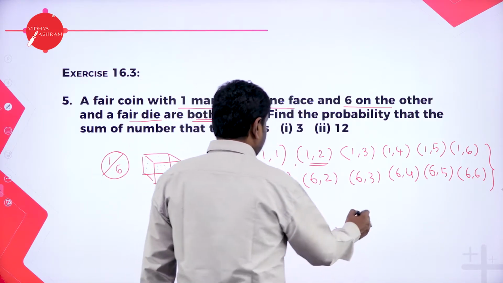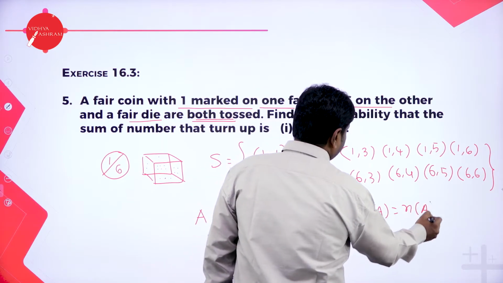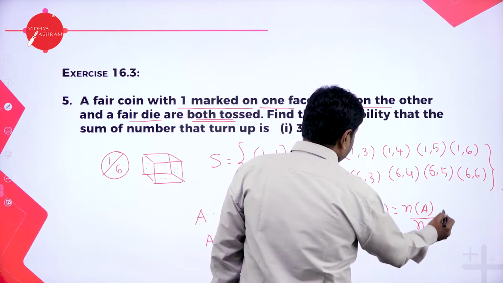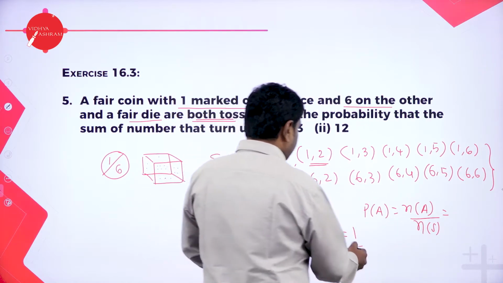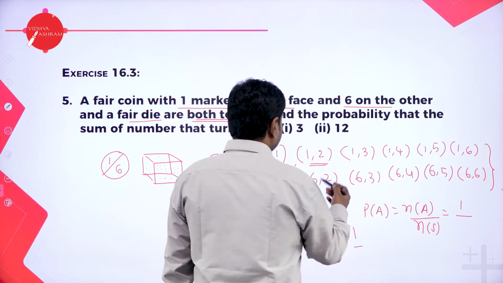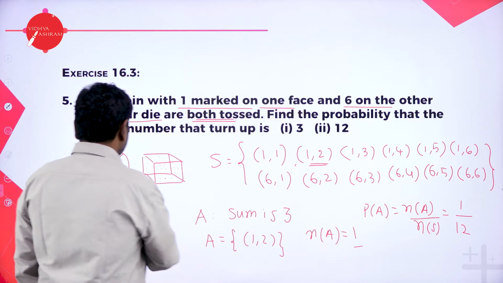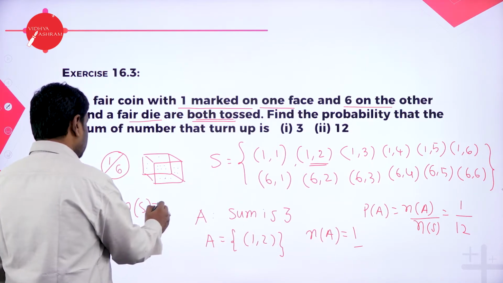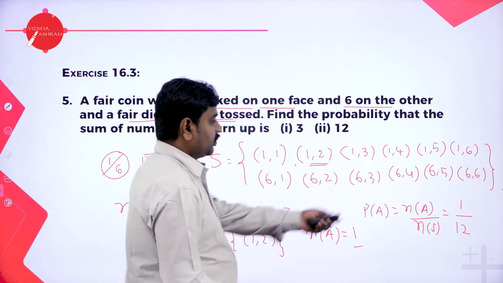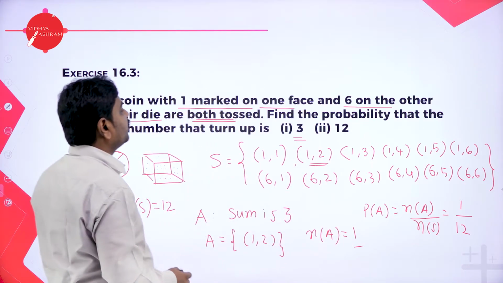So they want P of A, the probability that the sum is 3. P of A is n of A by n of S, favorable by total. In favorable, we have only one element. Out of total, how many? If you count the number of elements in the sample space, n of S is exactly 12. So therefore, 1 by 12 is the probability of getting sum 3.